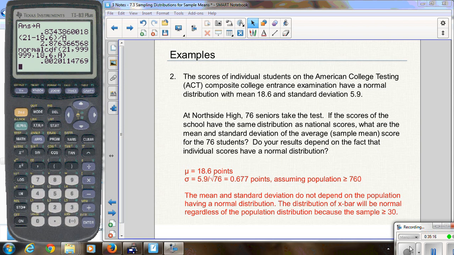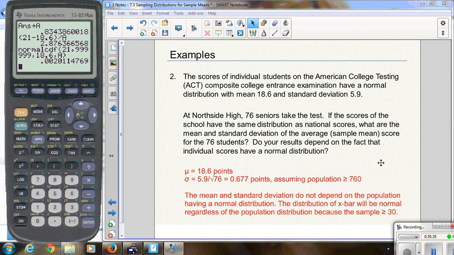So in this case, the mean of my sampling distribution is still going to be 18.6, and the standard deviation is going to be 5.9 divided by the square root of 76. And that's assuming that the population is at least 10 times the size of my sample. That's where the 760 came from. You do have to write that on your paper in order to get full credit.